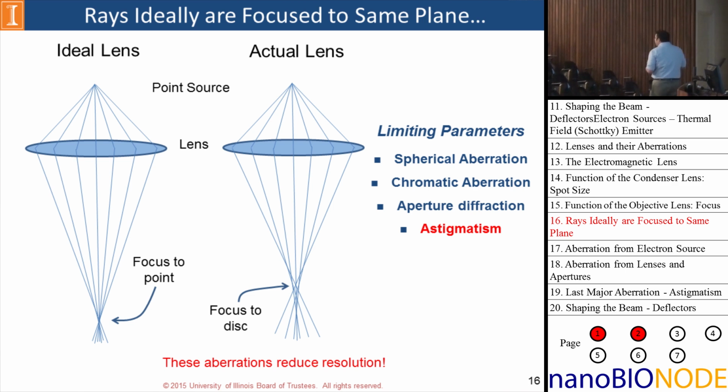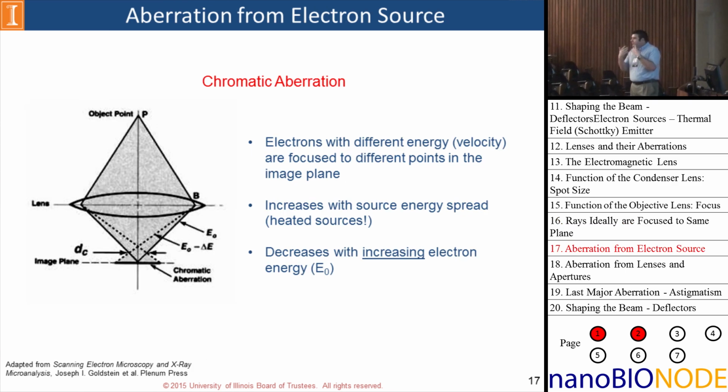And several effects are going to contribute to the size of this disk. These are the limiting parameters, which are our aberrations: spherical, chromatic, aperture diffraction, and astigmatism. Astigmatism is in red here because that's something that you as the operator can correct all the time on a SEM. So I'm going to step through the aberrations fairly quickly.